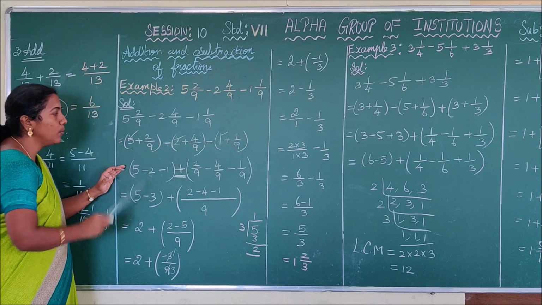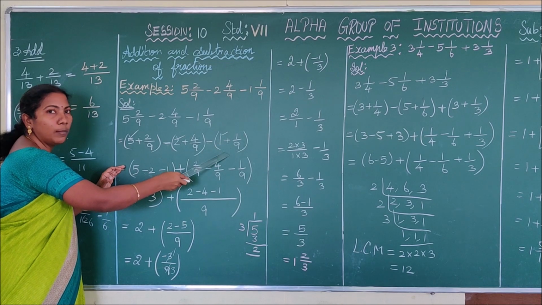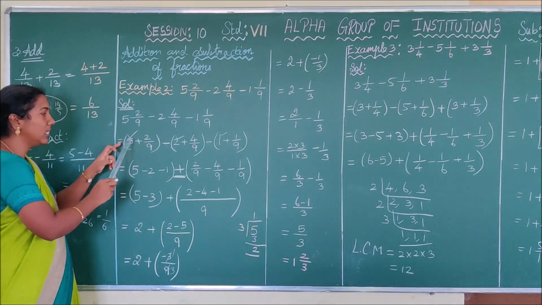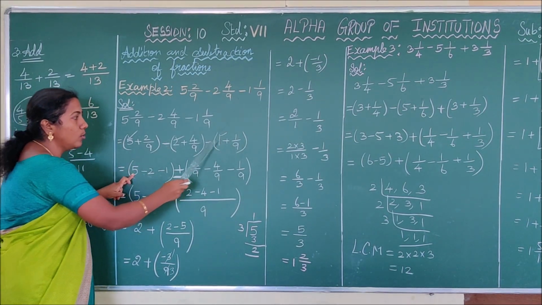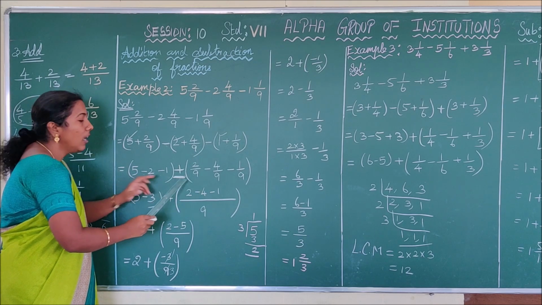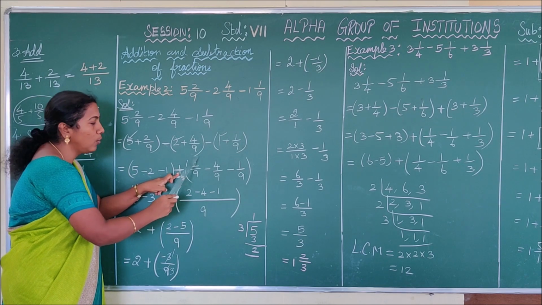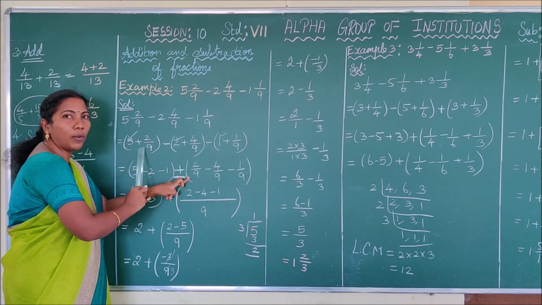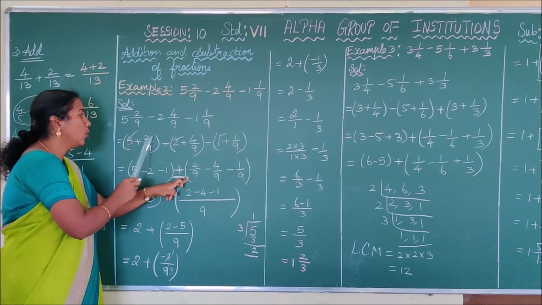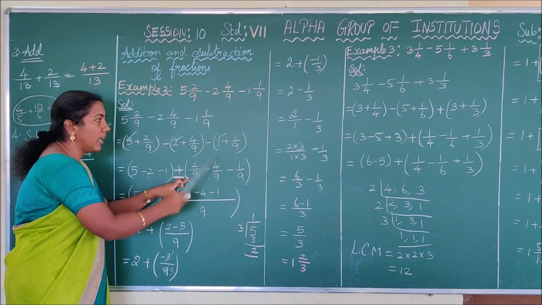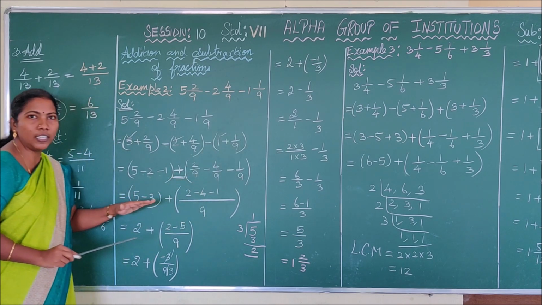In the third step you have to collect the whole numbers along with its symbols. That is 5 minus 2 minus 1 and close the bracket. Again you have to put the symbol plus and then open the bracket and collect the fraction part along with the symbols. 2 by 9 minus 4 by 9 minus 1 by 9. Is it clear children? Okay.